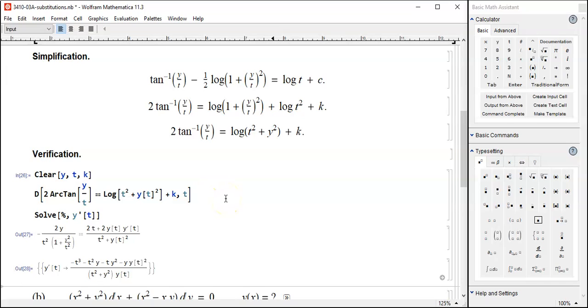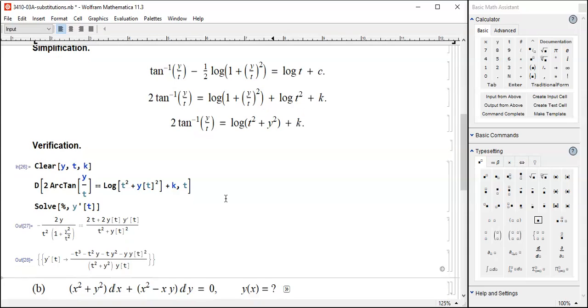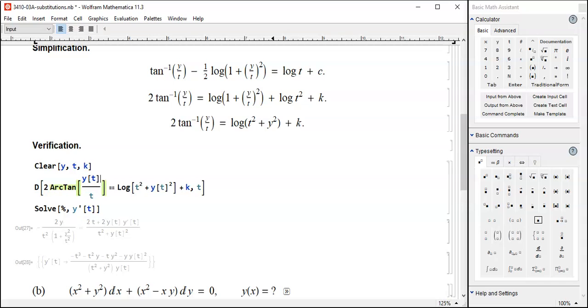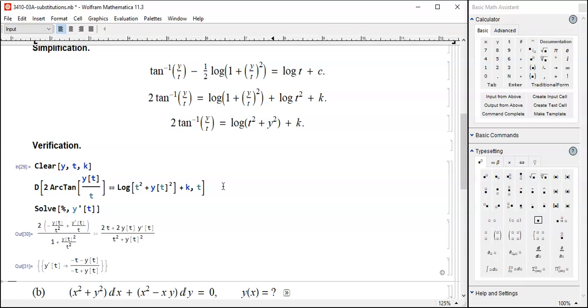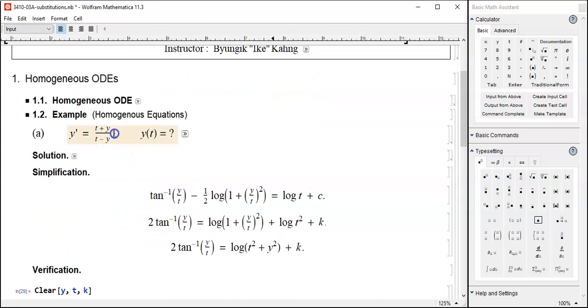Oh, I made a mistake here. Y is wrong, it should be y of t. Y of t is a function. Y will be considered a different variable. Anyway, we have what we want, right? Multiply by -1 to both numerator and denominator. We have t plus y, and if we have t minus y, that's precisely what we have here.